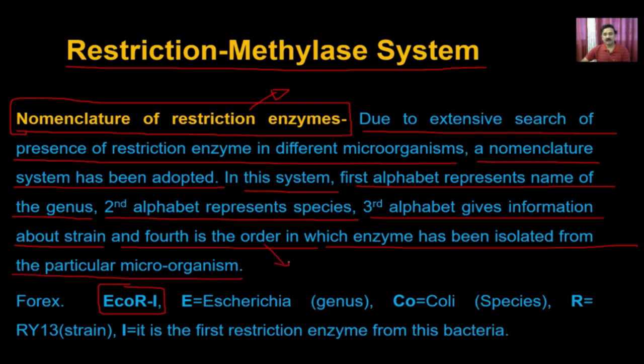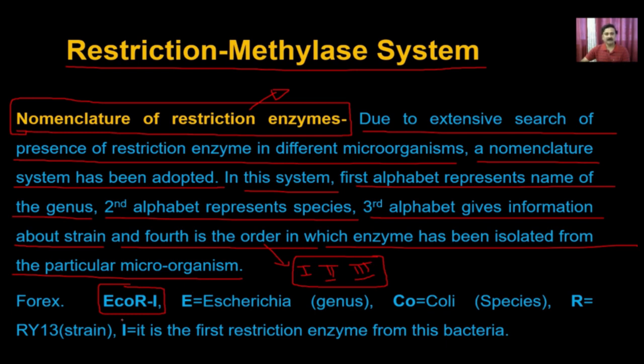Order means whether this is the first enzyme or the second enzyme or third enzyme, because it is possible that a particular organism might have multiple restriction enzymes, and you might have discovered the first restriction enzyme, then the second and third and fourth and so on. So if you only have the 3 alphabets, then it will be very difficult to say whether you're talking about the first enzyme or second enzyme or the third enzyme.